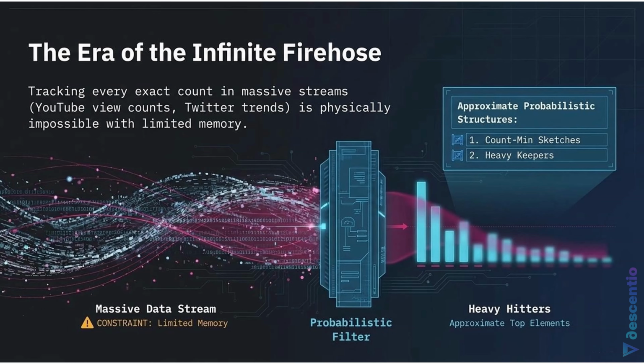But modern engineering often deals with continuous high-velocity streams. Think about aggregating global Twitter interactions or real-time YouTube view counts. If the stream never ends, how can you possibly keep an exact count of everything without running out of memory? I mean, if the distinct identifiers, like user IDs or video URLs, number in the billions, an array or a tracking table would eventually exhaust all available RAM. You physically cannot keep an exact frequency count of every single item.